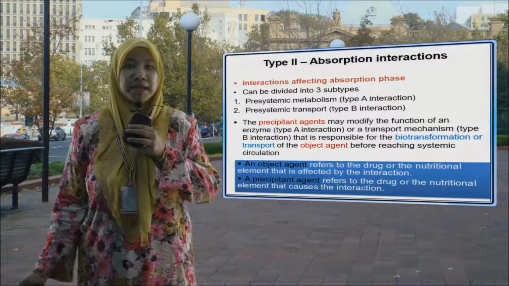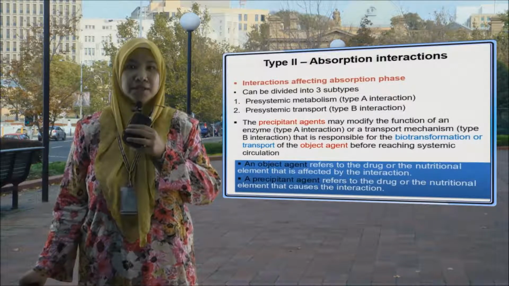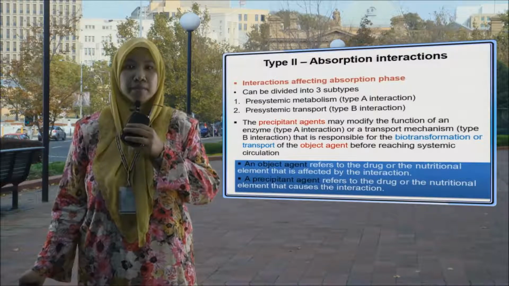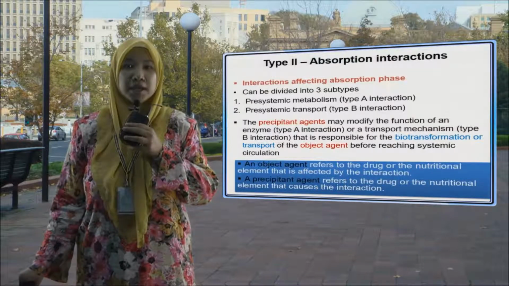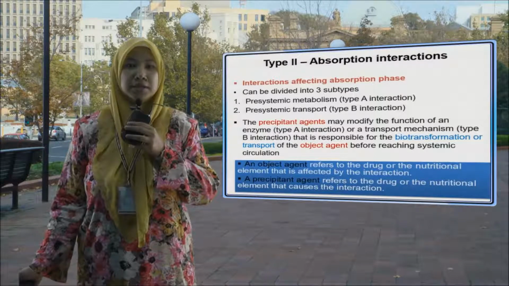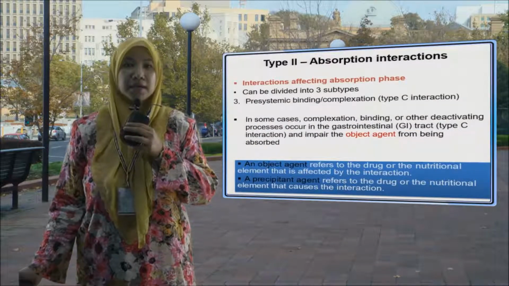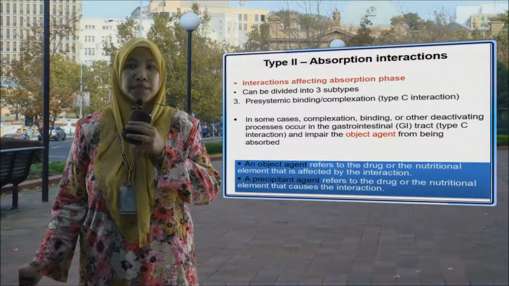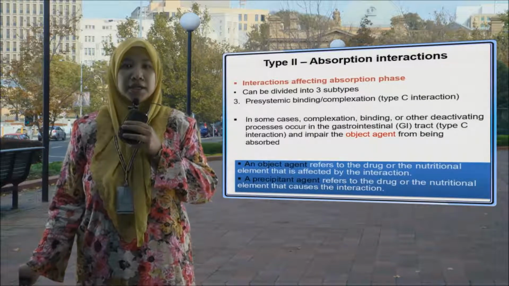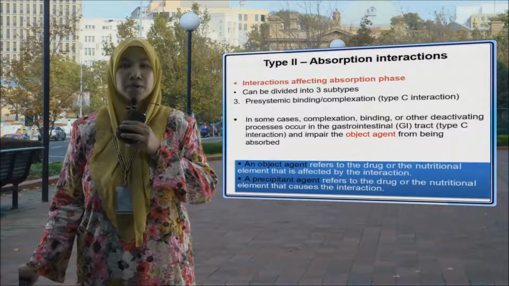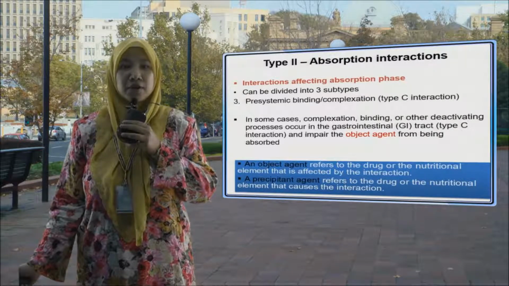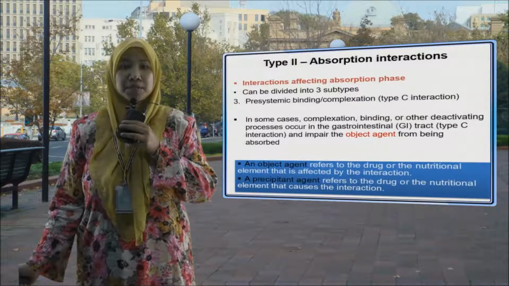The precipitant agent may modify the function of an enzyme or a transport mechanism that is responsible for the biotransformation or transport of the object agent before reaching systemic circulation. Okay. Pre-systemic binding or complexation occurs in the gastrointestinal tract and impairs the object agent from being absorbed. You can refer to the note below for the definition of object agent and precipitant agent.